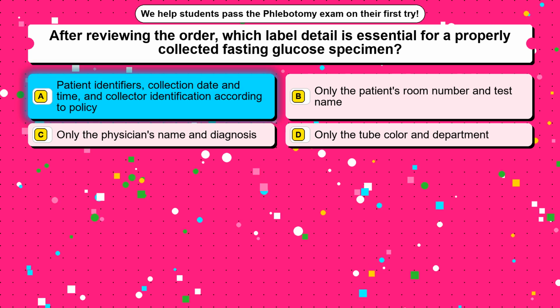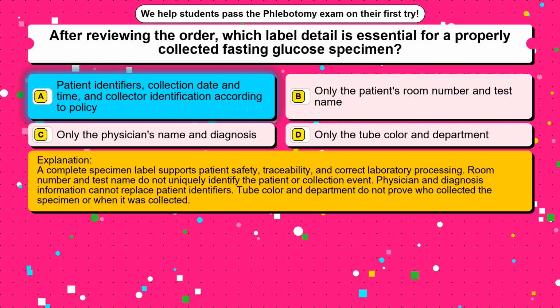The correct answer is option A. Patient identifiers, collection date and time, and collector identification according to policy. A complete specimen label supports patient safety, traceability, and correct laboratory processing. Room number and test name do not uniquely identify the patient or collection event. Physician and diagnosis information cannot replace patient identifiers. Tube color and department do not prove who collected the specimen or when it was collected.